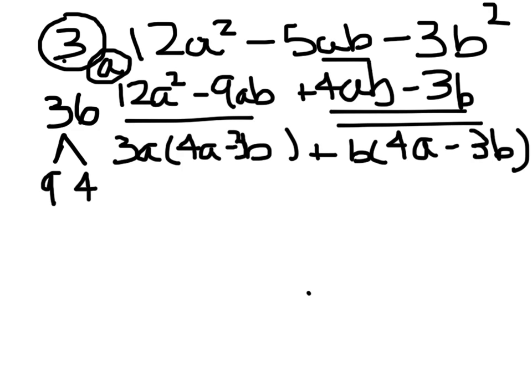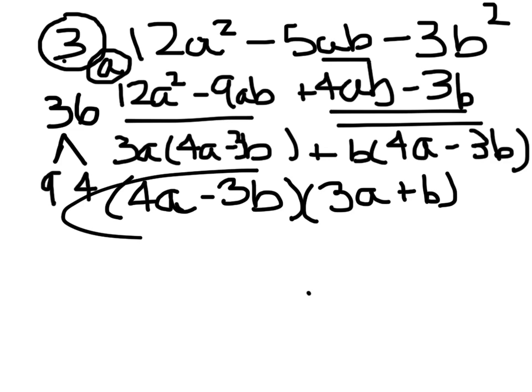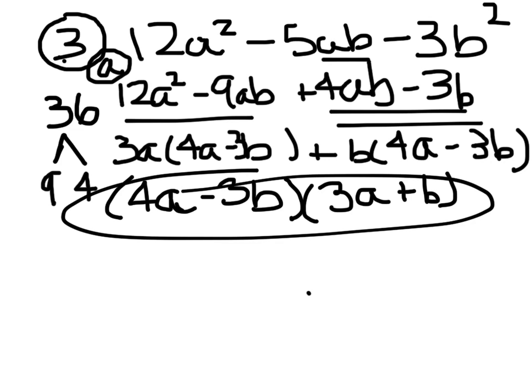And so this term and this term have a common factor of 4a minus 3b. So I'm going to factor out the 4a minus 3b. And when I factor 4a minus 3b out, I'll be left with 3a plus b. Again, I'm not setting these equal to 0. The directions just said to factor.